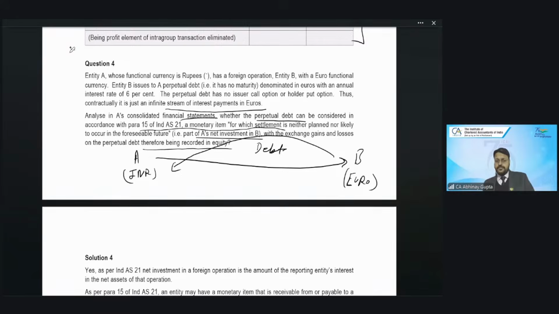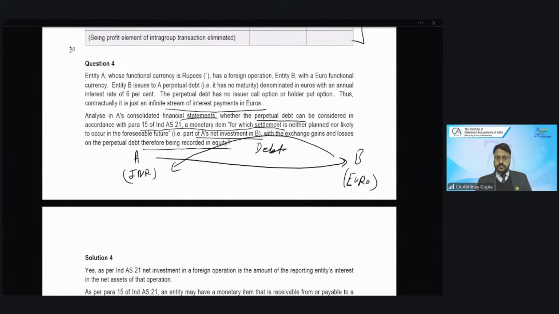Yes, sir. Since it is a perpetual debt, this will not form part of either receivables or payables. The reason is that a perpetual debt is settled only upon liquidation. So the settlement is not planned or likely to occur in the foreseeable future, which means the settlement will not happen. That is not sure about it.